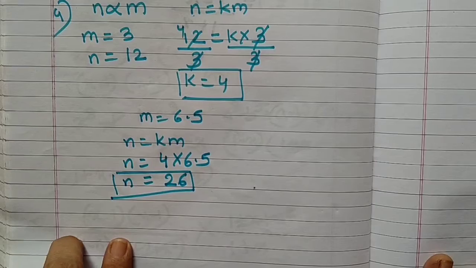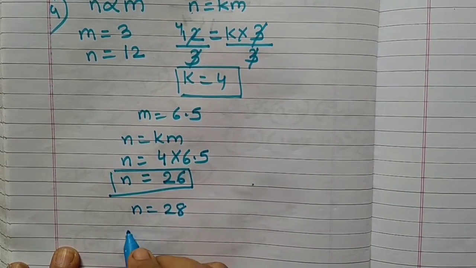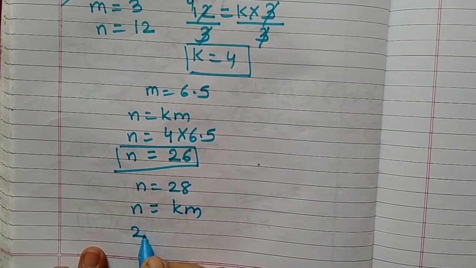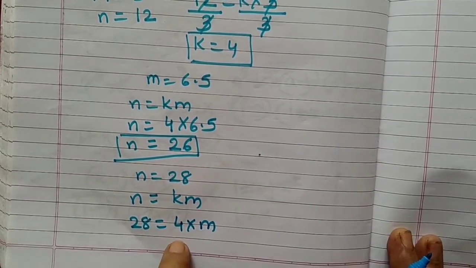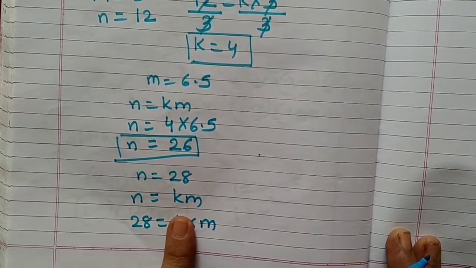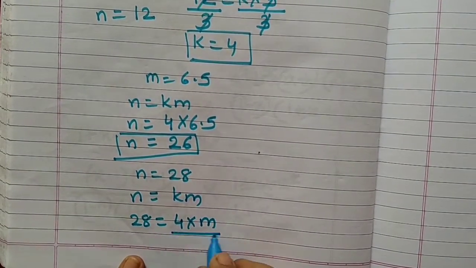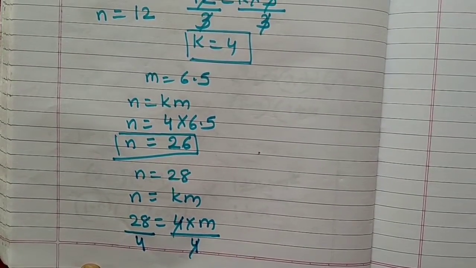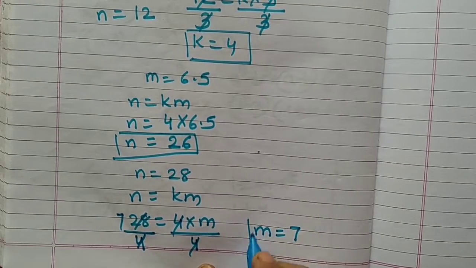Next they have given us n is equal to 28. We have to find out m. Again we'll write the equation n is equal to k into m. Now here it is 28 is equal to 4 into m. Again I want to cancel this 4. Why? Because I want to find out what m is. So to remove this 4, I will divide by 4. Here also I will divide by 4. So 4 and 4 will cancel. 4 sevens are 28. Therefore we got here m is equal to 7. That is the second sum.